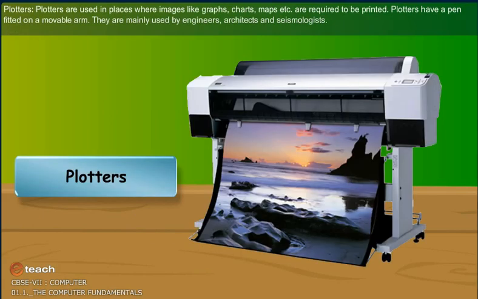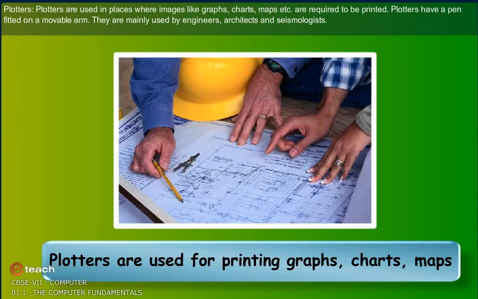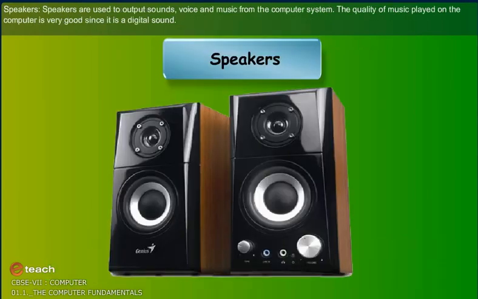Plotters. Plotters are used in places where images like graphs, charts, maps, etc. are required to be printed. Plotters have a pen fitted on a movable arm. They are mainly used by engineers, architects, and seismologists.